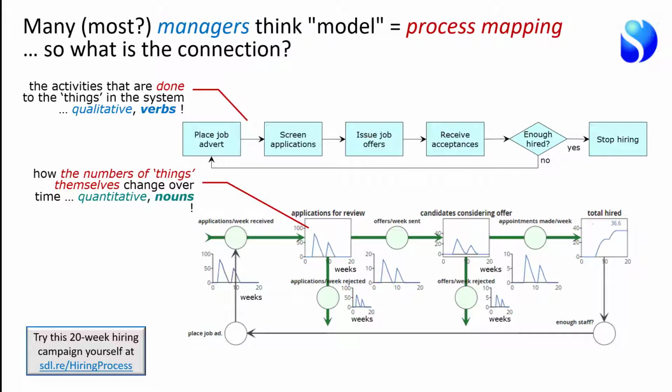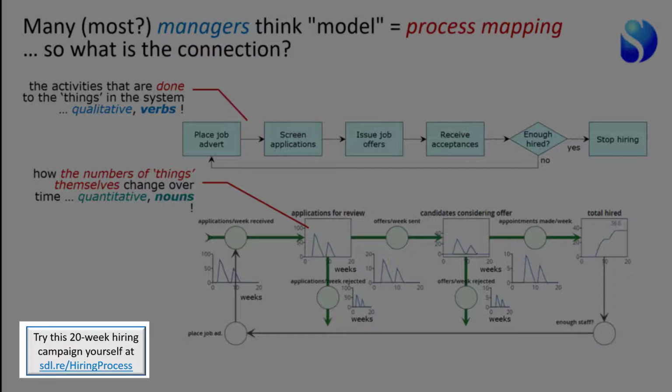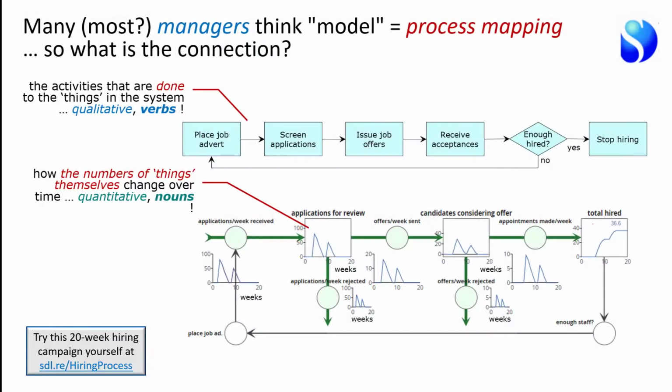And here, the things in the diagram are actually numbers. They're quantified, and they are nouns. They are actual things that you can see and touch. You can try this model yourself. It runs over 20 weeks, and it looks at a single hiring campaign, trying to get up to 35 people that you need for some task or other.